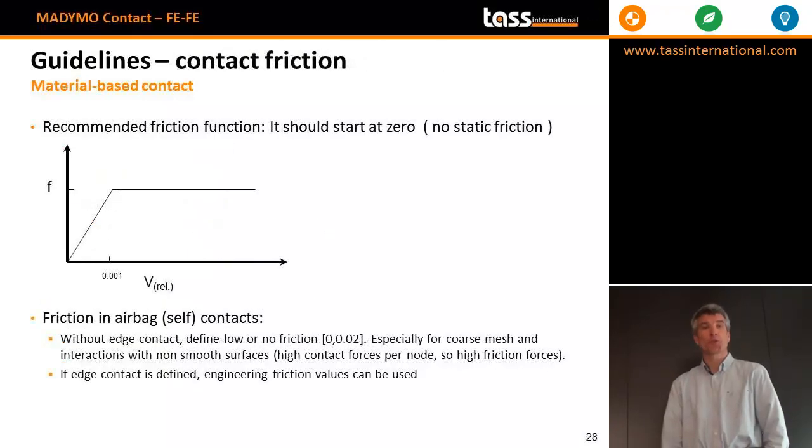Just like for the har-based contacts, also for material-based contacts it is recommended not to define static friction. So the values in the friction functions should start at 0. This will prevent numerical noise. As already explained in the picture of the edge contact, friction is a point of attention. If you have not applied the edge contact, it's better not to define friction or a very low friction. In case you have an edge contact defined, you can apply the engineering friction values.